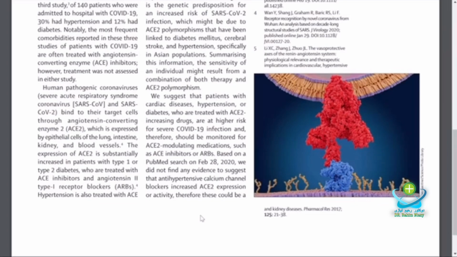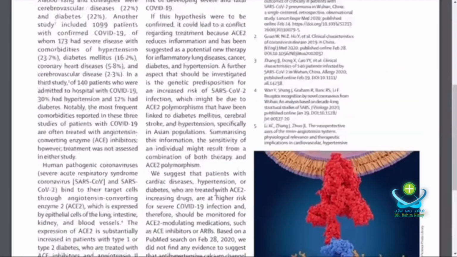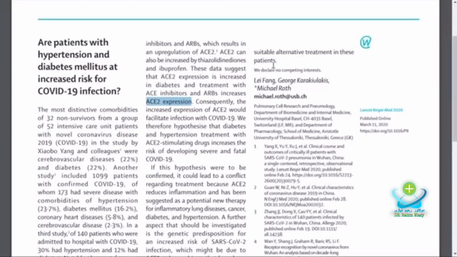We did not find any evidence to suggest that antihypertensive calcium channel blockers increase ACE-2 expression or activity. Therefore, these could be suitable alternative treatment in these patients.